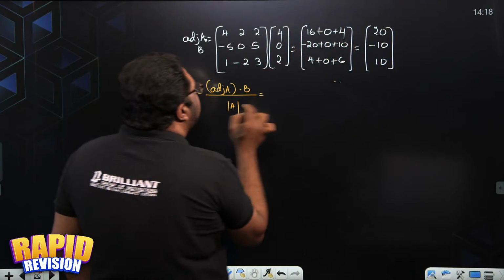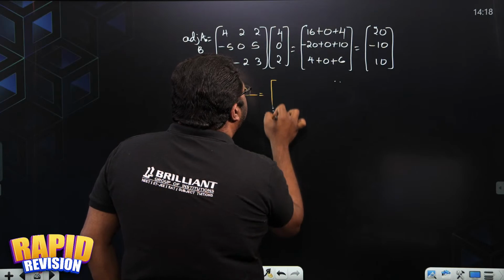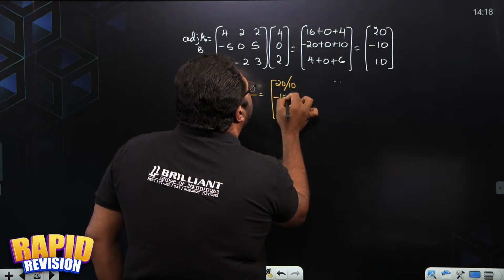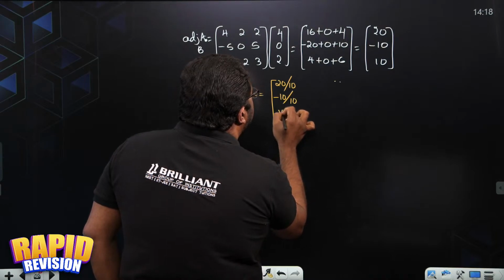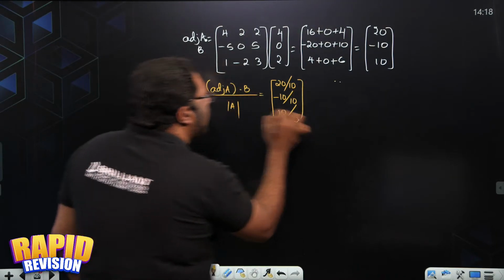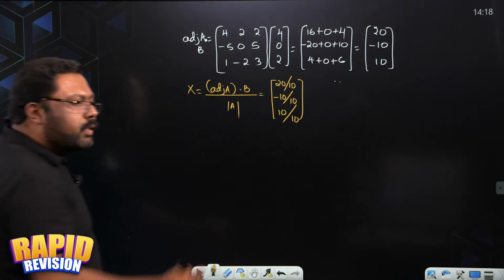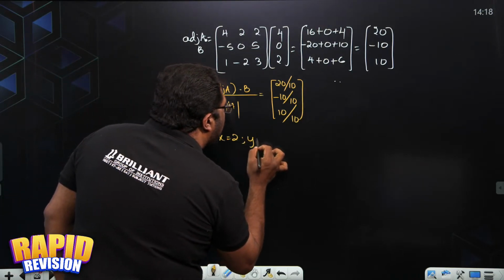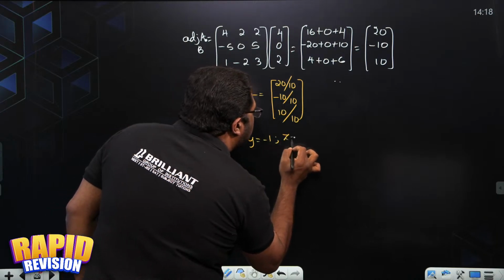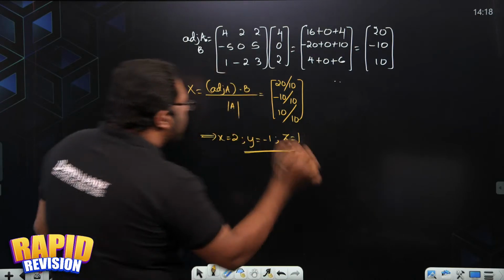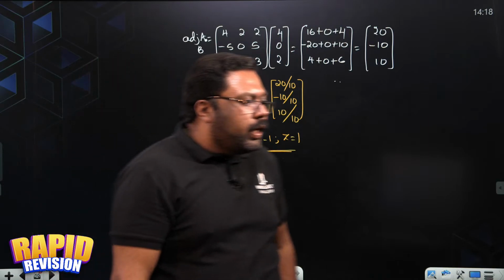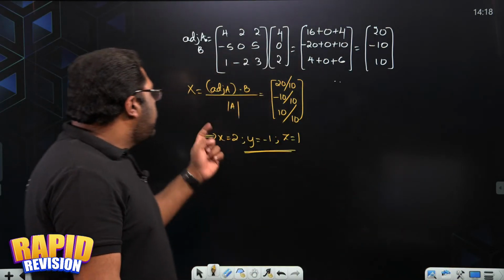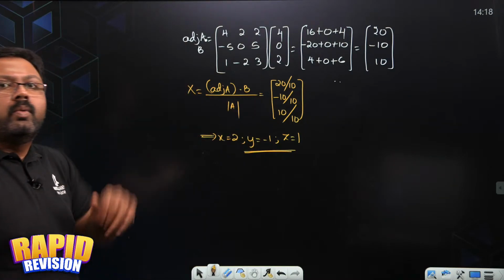If that is divided with the determinant 10, you will get 20 by 10, minus 10 by 10, 10 by 10. The value of x, y, z, please. That implies x is equal to 2, y is equal to minus 1, z is equal to 1. This is your solution for the system of equations. So once again, yes, Faris, right answer. 2, minus 1 and 1.